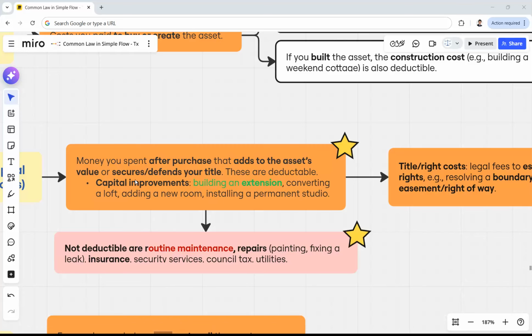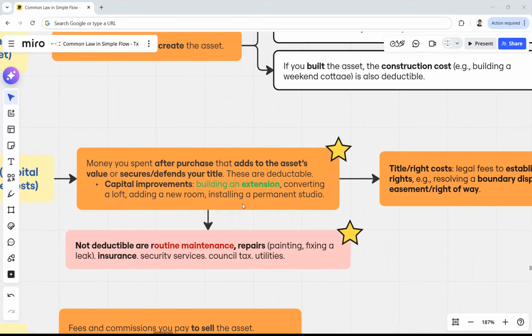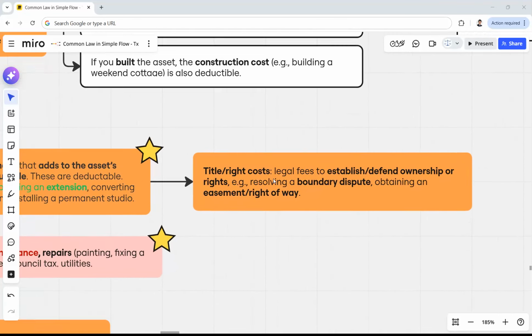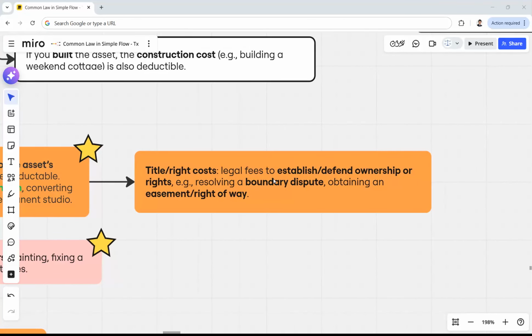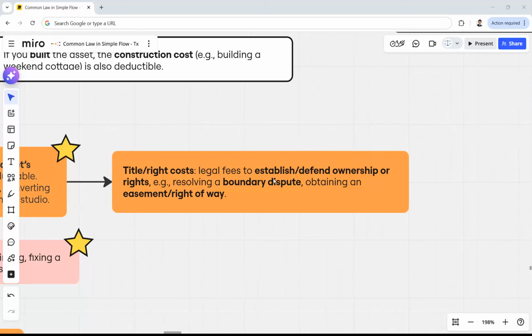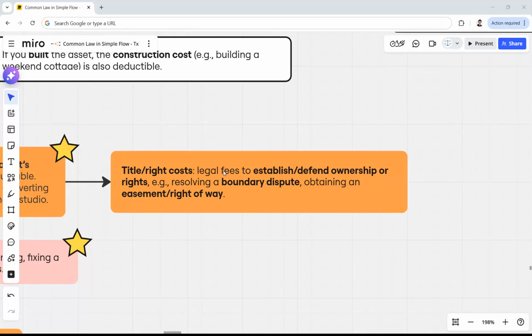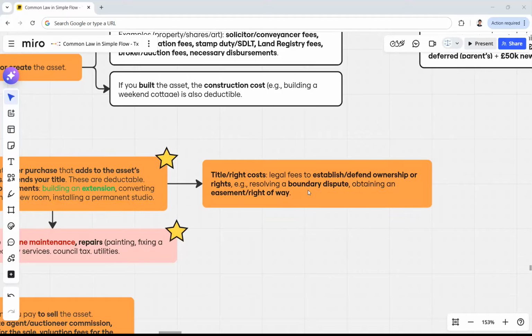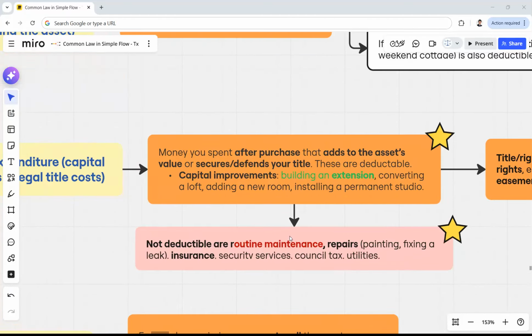They are both deductible. For example, capital improvements include building an extension to your current asset, converting a loft, adding a new room, or installing a permanent studio. And title rights costs are legal fees to establish or defend your ownership or rights. For example, some registrations that you had to do after a couple of years. Also, resolving boundary disputes or obtaining an easement or right of way. They are also deductible.